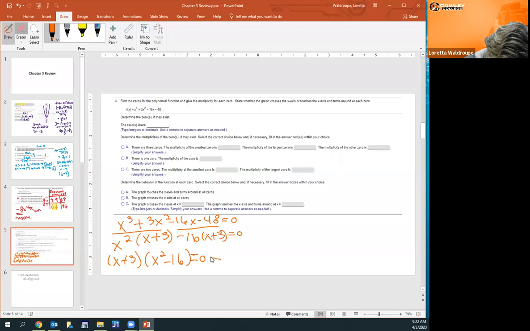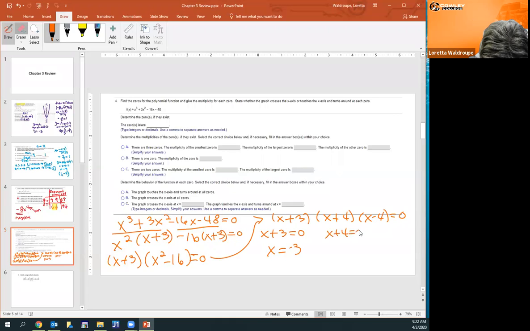But x squared minus 16 factors into x plus 4 and x minus 4. Once you get it completely factored, you set each factor equal to 0. So I get x equals negative 3, x equals negative 4, and x equals 4. So the zeros of the polynomial are negative 3, 4, and negative 4.